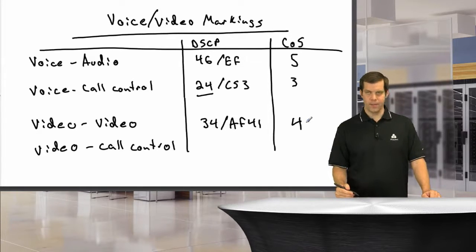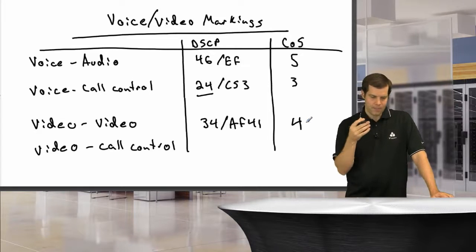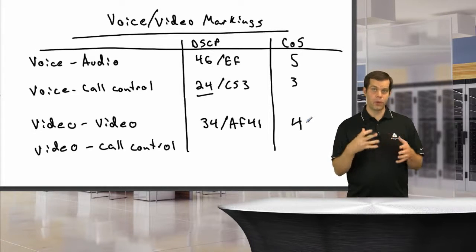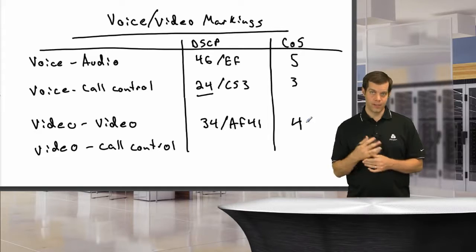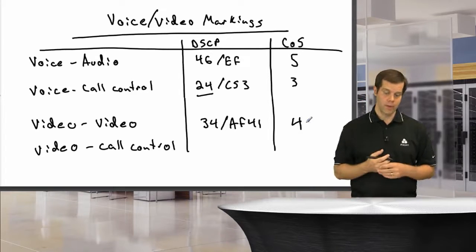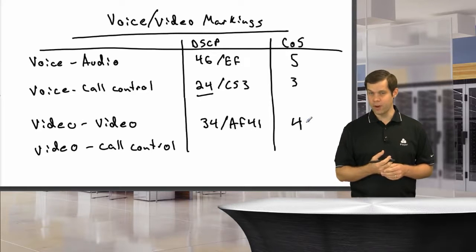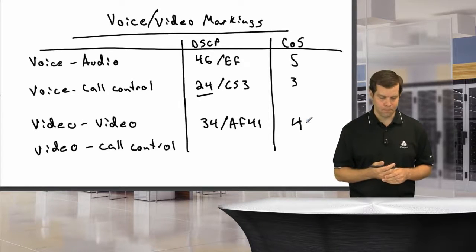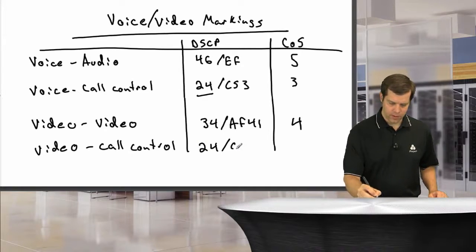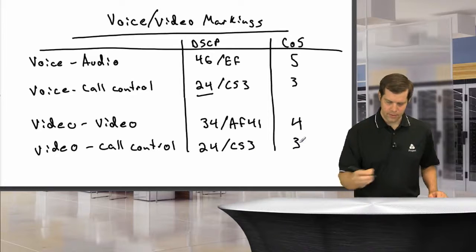You might see a CS4. I've seen some where streaming video gets a little bit different marking than two-way video conferencing type video, whether it's one-way streaming video or two-way video conferencing video. Again, if they tell you something different, you go with what they tell you, but this is a fairly standardized marking, something that you would see, I believe, with Jabber, if you're doing video with Jabber. Call control, I believe, should just be the same. Assume 24, CS3 with a QoS of 3.